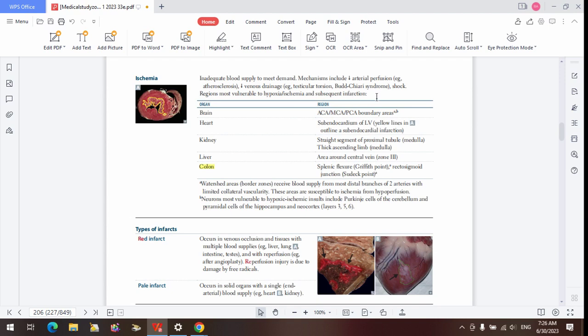But Budd-Chiari syndrome is occlusion of the hepatic vein. So the hepatic vein that is draining the liver is occluded by thrombus. That means that blood will not be able to leave the liver. So that means that the liver will be congested. When the liver gets congested, it enlarges, there's hepatomegaly, there's compression of the hepatic portal vein and the hepatic artery that brings in blood into the liver. So when they become compressed, they can no longer bring in blood to the liver and there is ischemia.